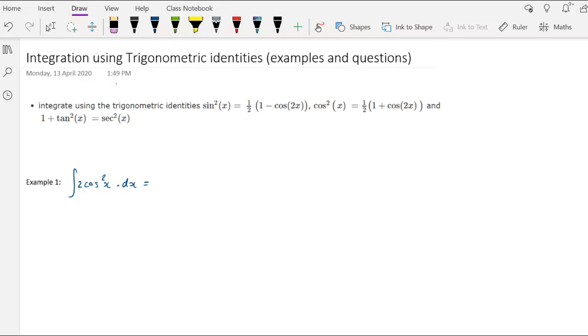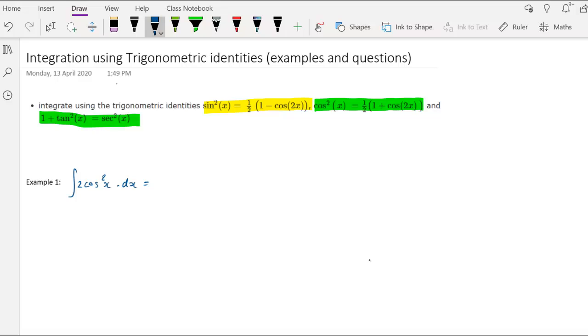In this lesson, we're looking at integration using trigonometric identities. Remember, we've got our three identities here. We've got sine squared x is equivalent to 1 half of 1 take cos 2x. We've got cos squared x is equal to 1 half of 1 plus cos 2x. And then we have 1 plus tan squared x is equal to sec squared x.